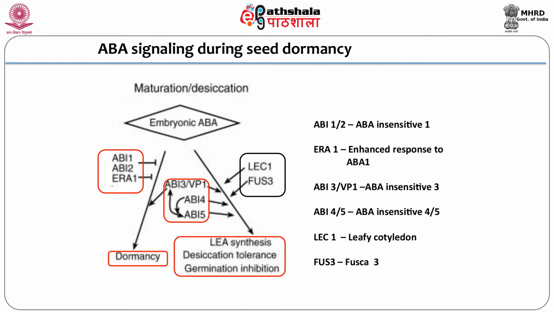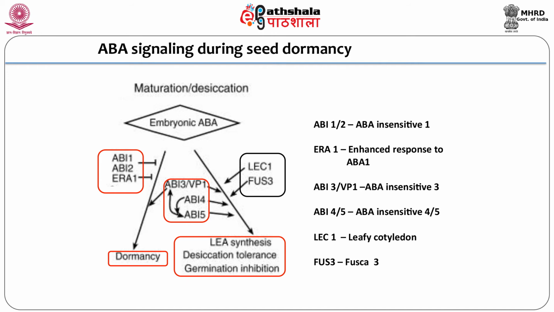As seed maturation ends, the desiccation phase of seed development starts. ABA plays a role in the induction of dormancy and desiccation tolerance by activating late embryogenesis abundant or LEA proteins that protect the embryo from desiccation-induced damage by preserving cell ultrastructure.